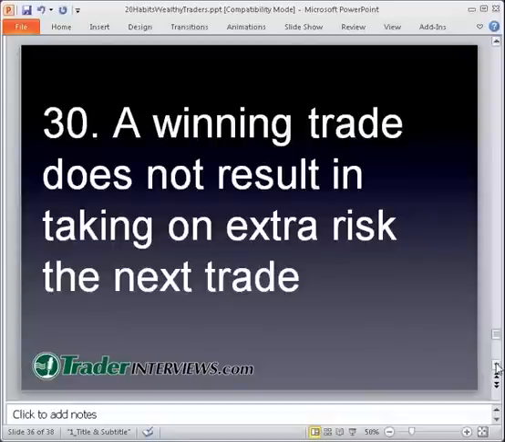A winning trade does not result in taking on extra risk the next trade. I do this all the time when I play blackjack. It's like the reverse martingale. If I've got a $10 bet and I win and I got $20, I'll let it ride. No, let me let it ride again. No. If your size is $10 at the blackjack table, do not put on $20 because you won the previous hand.